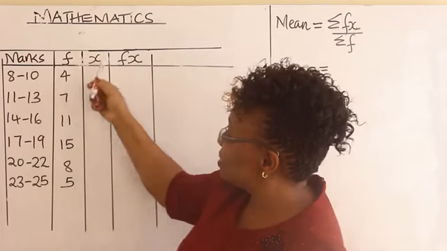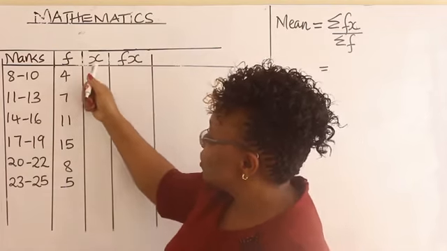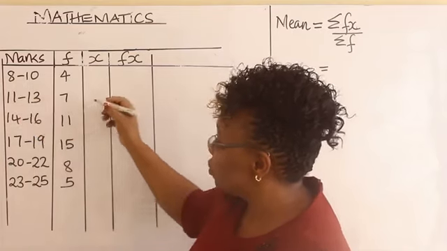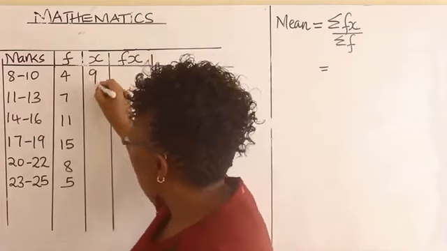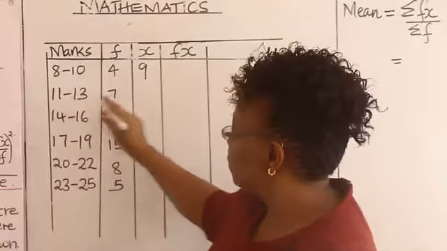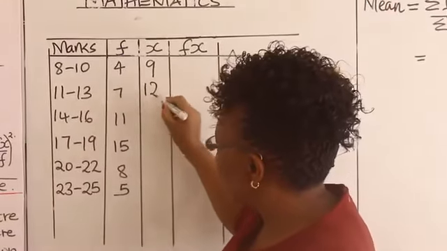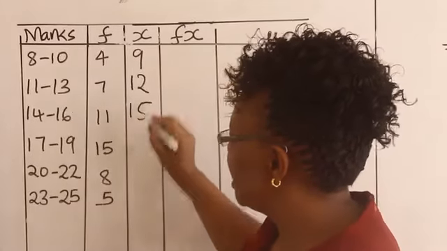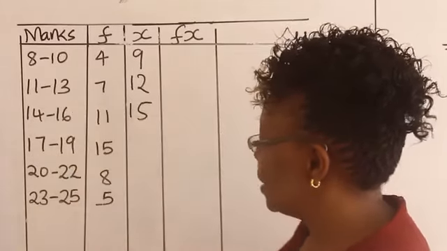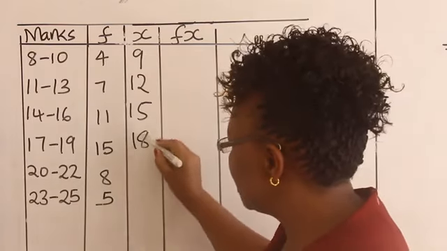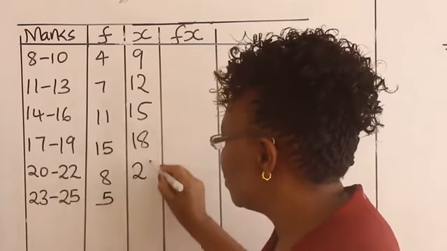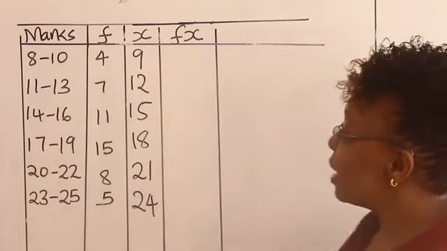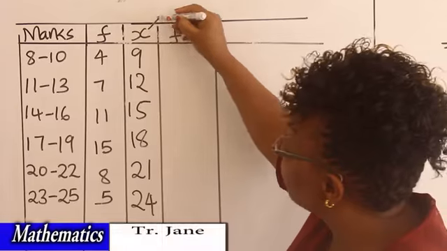Look at this. x is the midpoint. Midpoint of this is 8 plus 10 divided by 2. That is 18 divided by 2, which gives you 9. This plus this is 24, so this gives us 12. This plus this is 30, 30 divided by 2 gives you 15. 15, this is 36, so it is 18. This one will give you 21. This one will give you 24. Those are your x's, the midpoints.